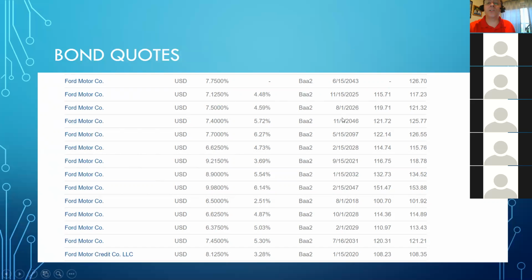This here is what's called the maturity date. This is when they're going to pay up until that date. So for instance, in this one, they're going to pay 7.125% until 2025. And really, it's half of this every 6 months until we get to 11/15/2025.